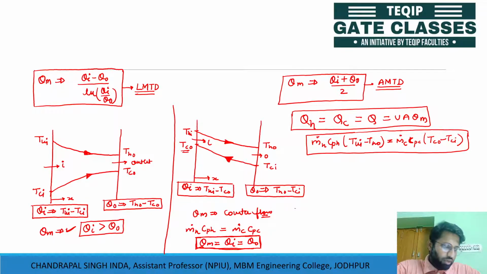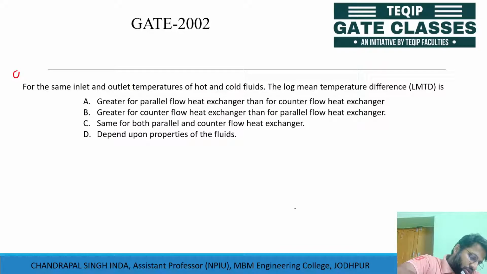Let's solve the numericals. The question was in GATE 2002, and it says that for the same inlet and outlet temperature of the hot and the cold fluid, the LMTD is. Option A says greater for the parallel flow heat exchanger than for the counter flow heat exchanger. Option B says greater for the counter flow heat exchanger than the parallel flow heat exchanger. Option C says the same for both parallel flow and counter flow heat exchanger. And option D says depends upon the properties of the fluid.